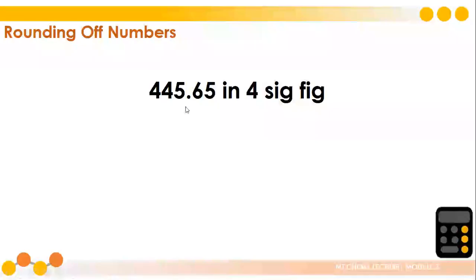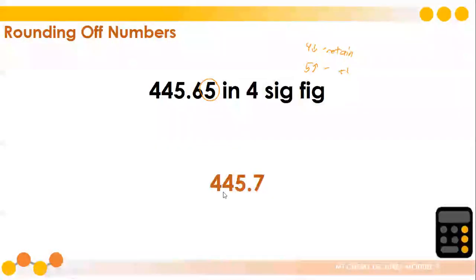Let's say, for example, I gave this number to you, 445.65 in 4 sig figs or 4 significant digits. That means the final answer should just be 4 significant digits. So what do you need to do? You need to cancel out this last one. Round it off. And then let's follow the rules. Again, 4 and below, retain. Sorry, 4 and below is retain. And then 5 above, you add 1. Okay, so what will be your final answer?